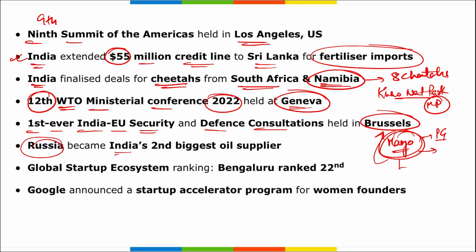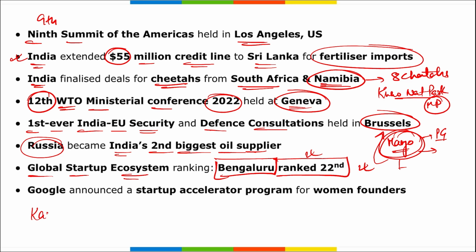Then Russia became India's second biggest oil supplier during the war, as all the countries have sanctioned Russia. So India started importing a large amount of crude oil from Russia. The Global Startup Ecosystem ranking was released, and Bangalore has ranked 22nd among the top nations all around the world. Alright, so Bangalore ranked 22nd, which is known as the Silicon Valley of India.